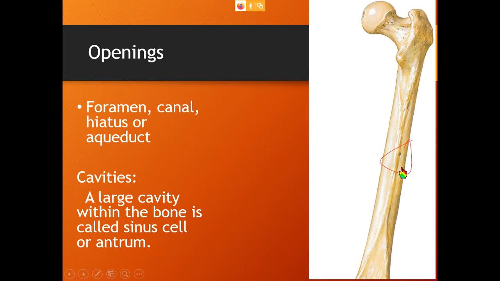Then openings are called foramina. In this structure we can identify a foramen on the shaft of the femur. This foramen is called a nutrient foramen. A large cavity within the bone is called a sinus.